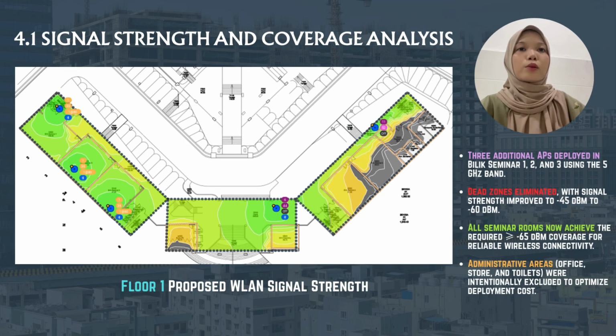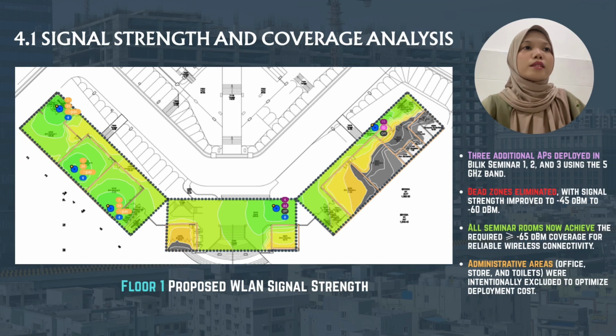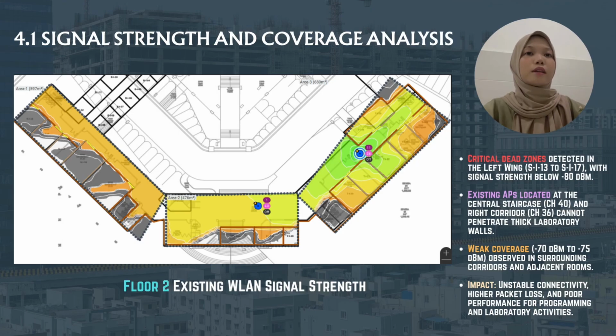Next is floor 1, proposed wireless LAN signal strength. Three additional APs deployed in bilik seminars 1, 2 and 3 using the 5 GHz band, and the dead zone eliminated with signal strength improved to minus 45 dBm to minus 60 dBm. All seminar rooms now achieve the required more than or equal to minus 65 dBm coverage for reliable wireless connectivity, and administrative area were intentionally excluded to optimize deployment costs.